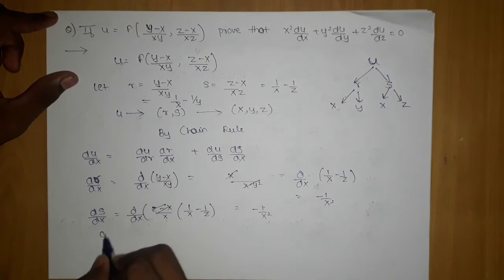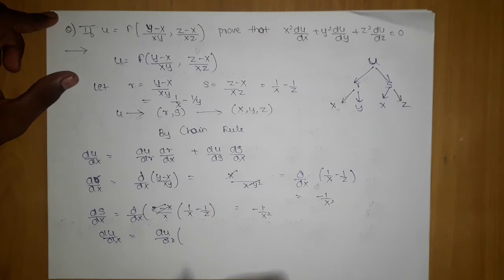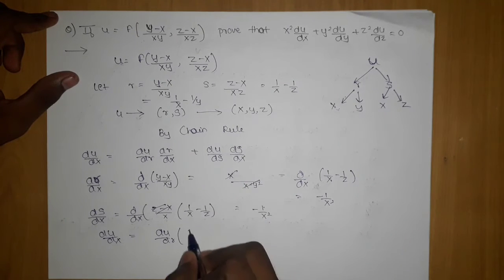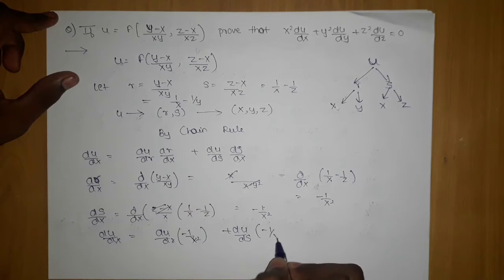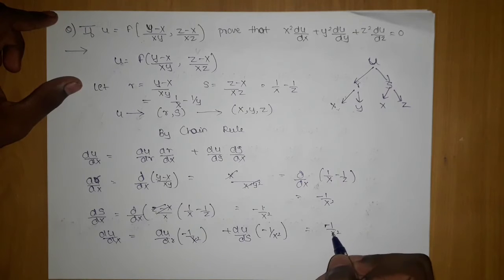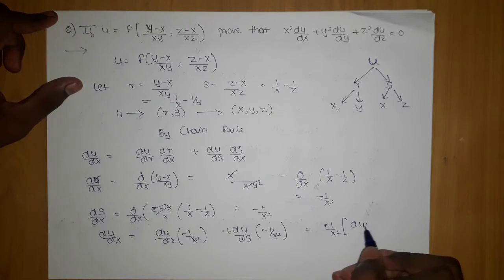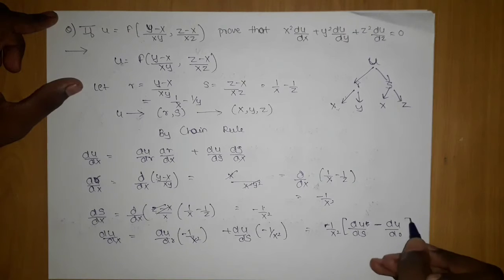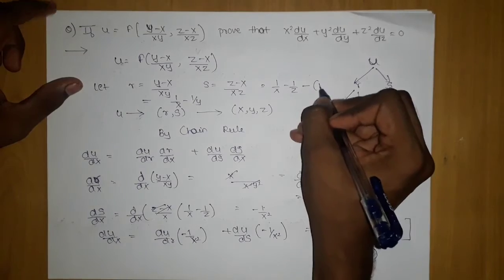Okay, now let's put the things: dou u by dou x equals dou u by dou r into dou r by dou x, plus dou u by dou s into dou s by dou x. Dou r by dou x is minus 1 by x square, and dou s by dou x is also minus 1 by x square. So we can take minus 1 by x square outside, and take the minus inside, which will be dou u by dou s minus dou u by dou r. Call it some a.